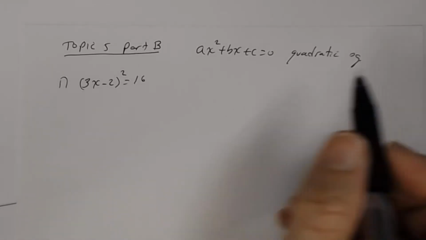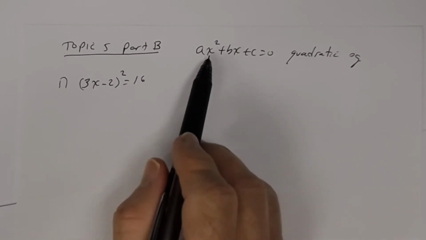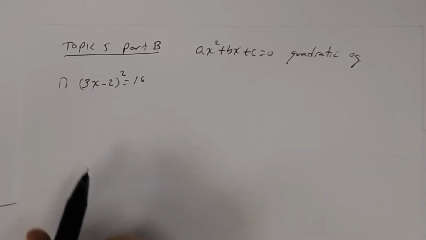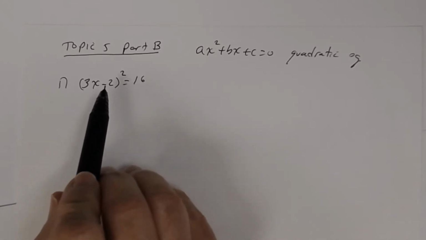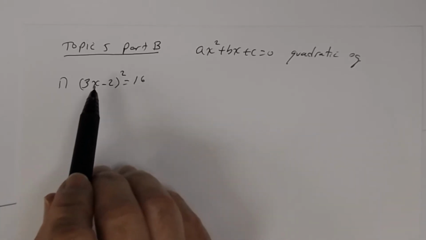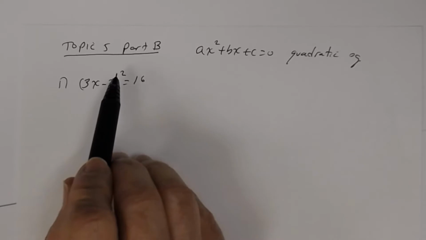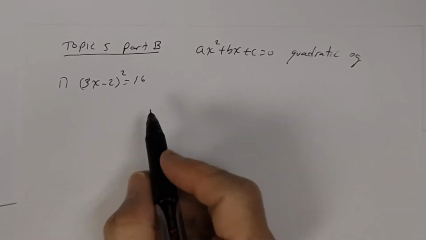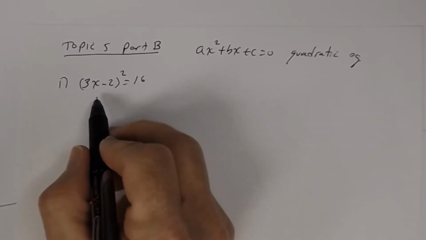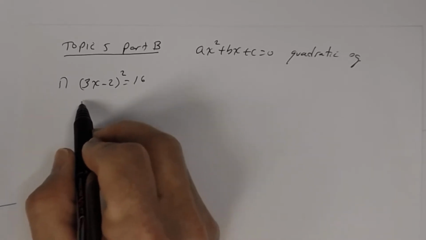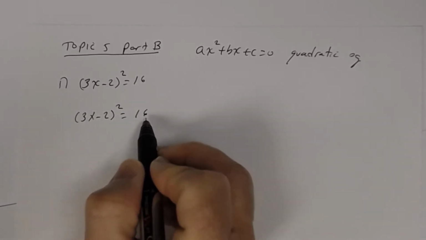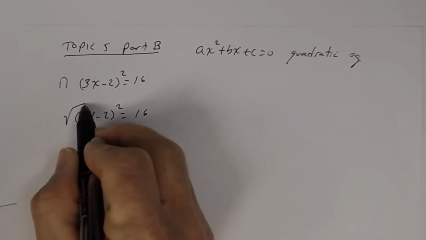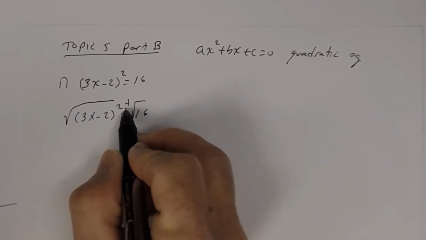And so in this particular case, if you were to multiply this out, you would get something that looks like this. But you don't want to do that. You don't want to multiply this out. You want to use the square root property to solve this because it is of the form some expression squared equal a number. And so let's go ahead and do that. So let me go ahead and rewrite it. So I get 3x minus 2 squared equals 16. And so I'm going to take the square root of both sides. Don't forget the plus or minus.